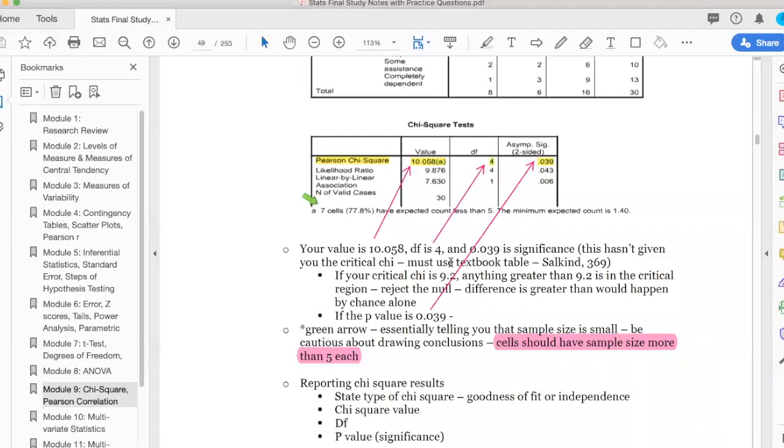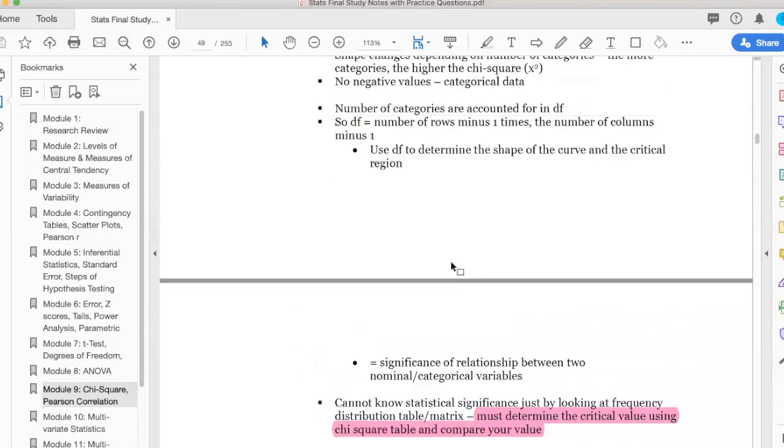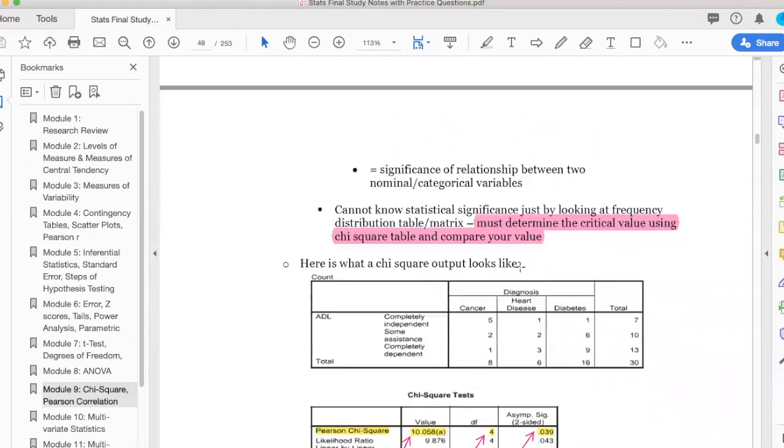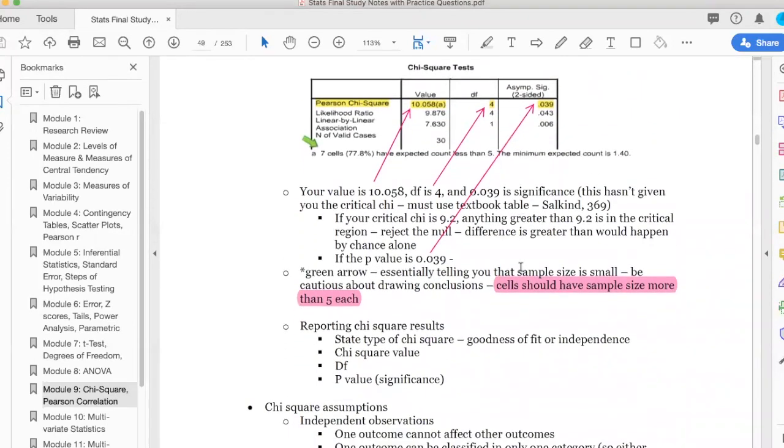The critical T, like this cutoff, they don't give you that. You have to go to the textbook. You have to look at the universal chart and figure out what it is. But let's just say your critical chi is 9.2.